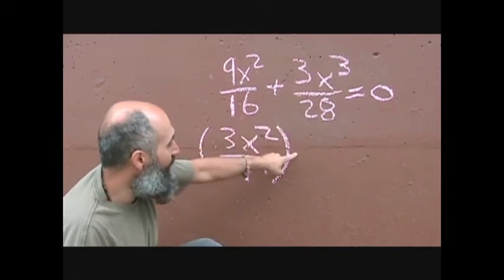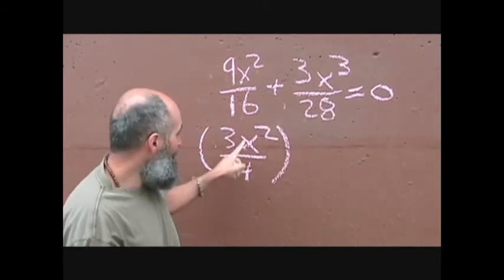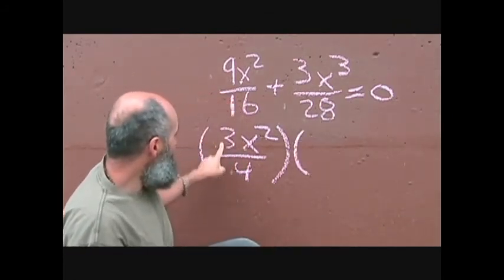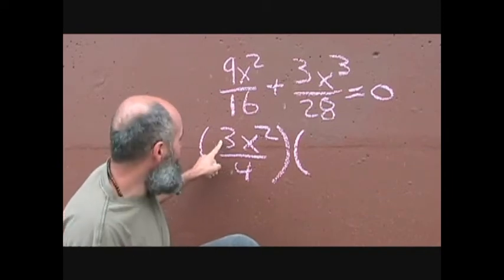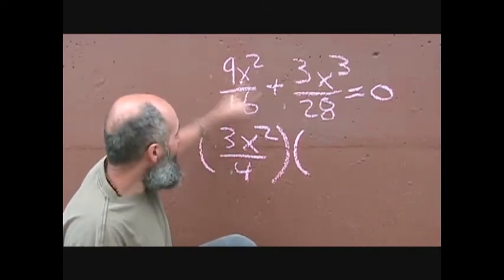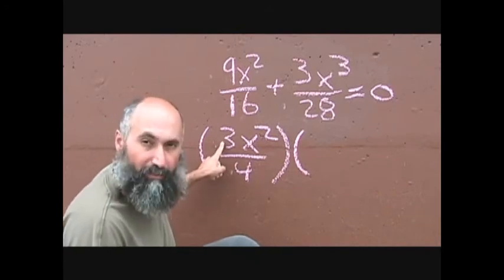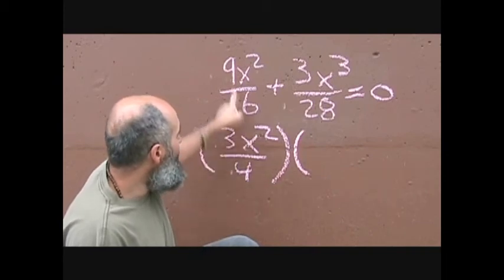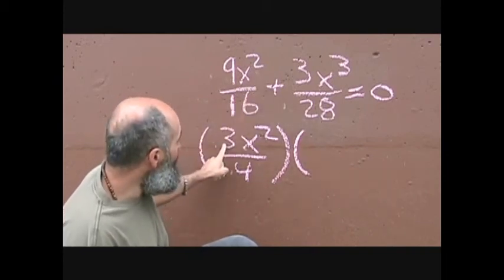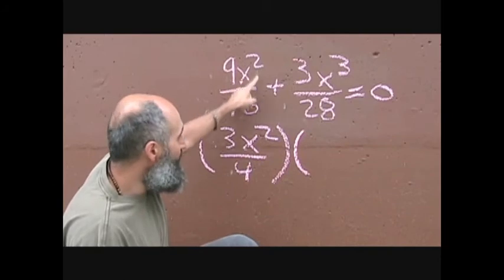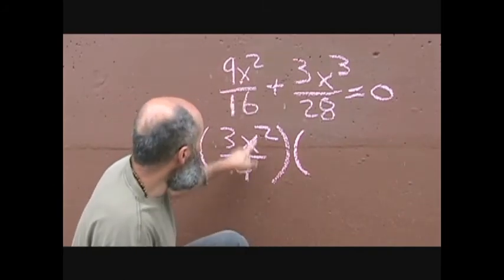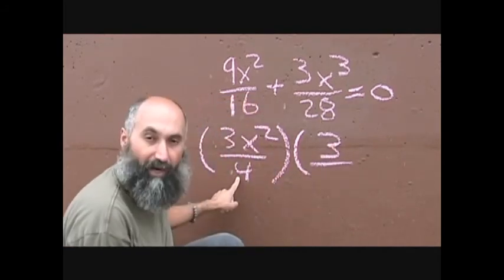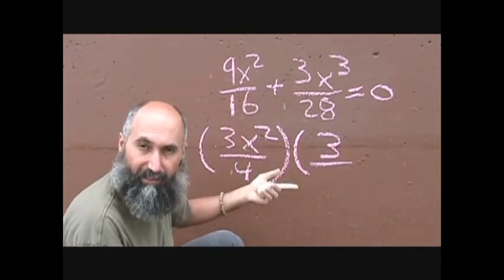Now figure out what's left over after you take this out. The way I think about it is I go back and ask, what do I need to put here, and what am I going to multiply this by to give me back this? We have 3x squared here and 9x squared here. What do you multiply 3x squared by to give you 9x squared? Just 3, because we already have all the x's we need. So 3 goes here. With the denominator, what do you multiply 4 by to give you 16? That's just 4.